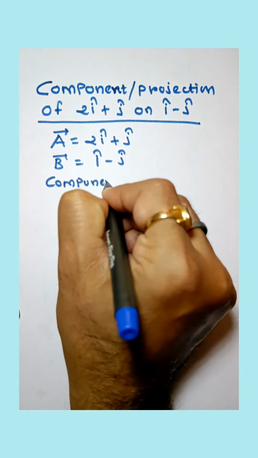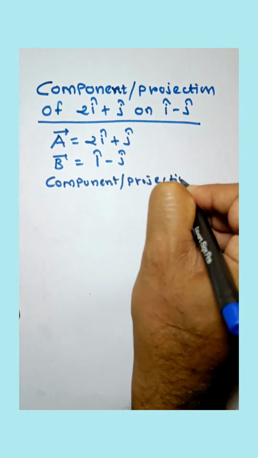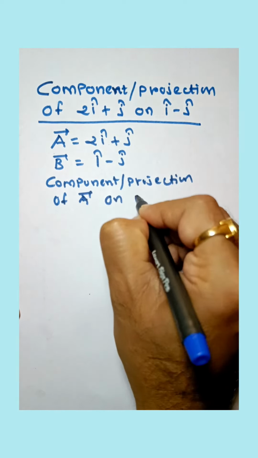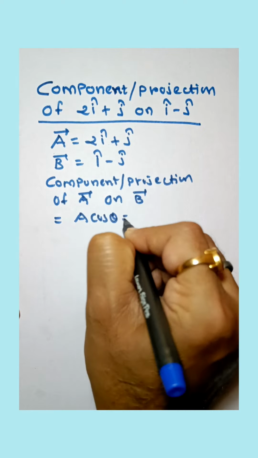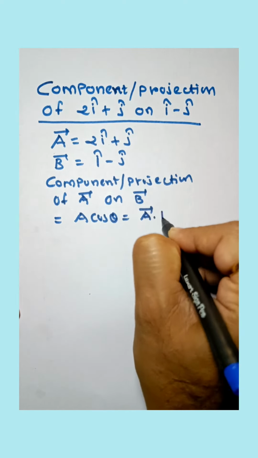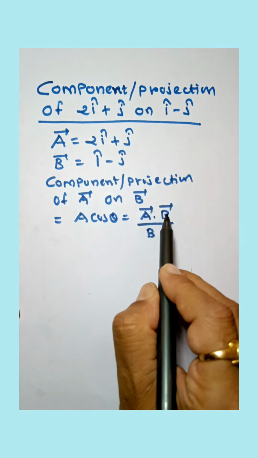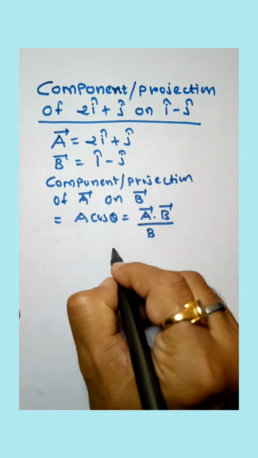Component or projection of A vector on B vector. That is called A cos theta. And A cos theta can be written as A dot B upon B, because A vector dot B vector is AB cos theta. So A cos theta is A vector dot B vector upon B.